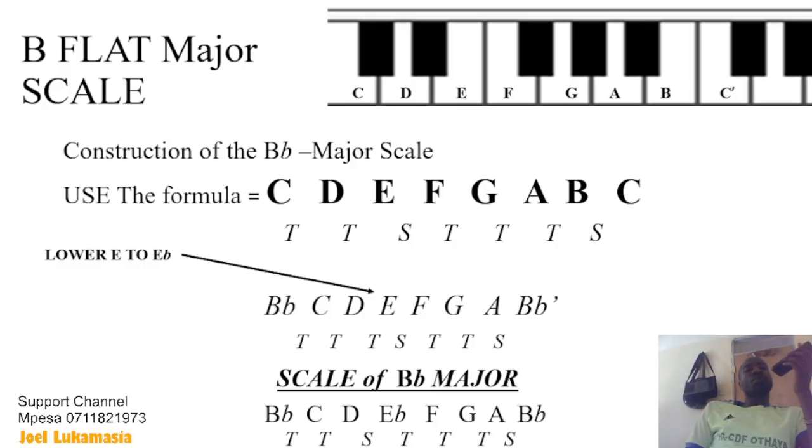So B flat major has two flats, that is the B flat and the E flat.